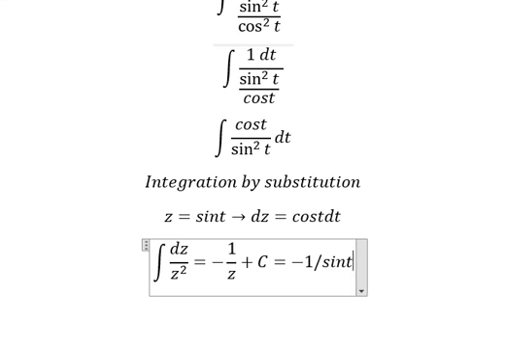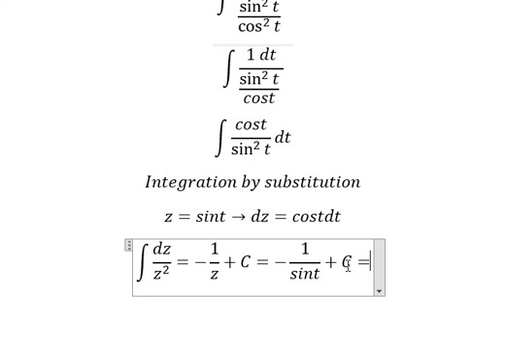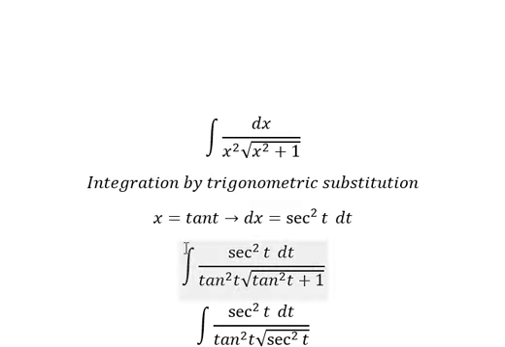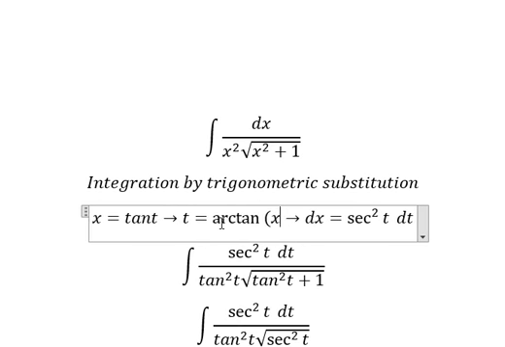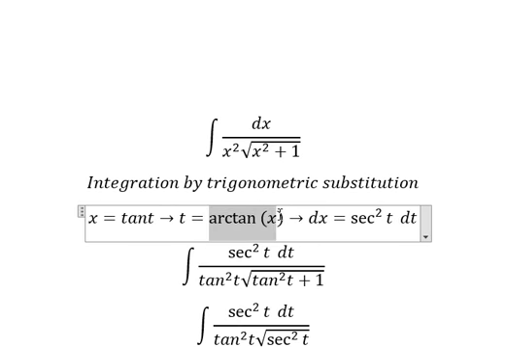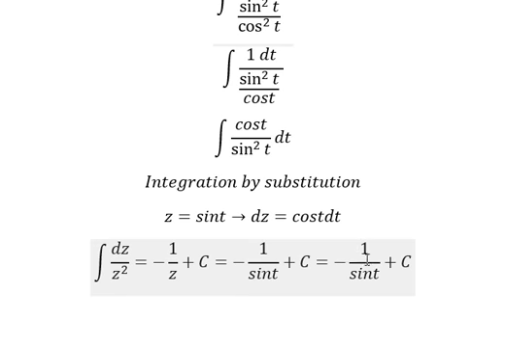z is sin t. About t, that's about this one. So we change t equal to arctan of s. So we put this one in here.